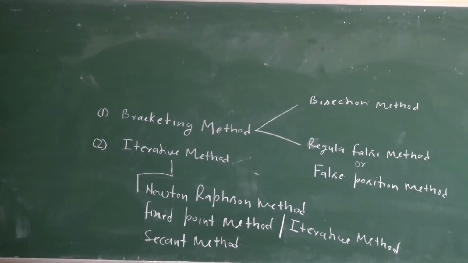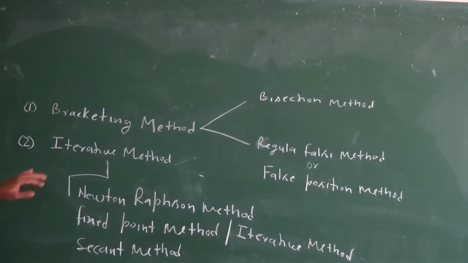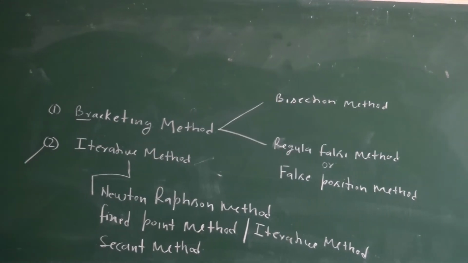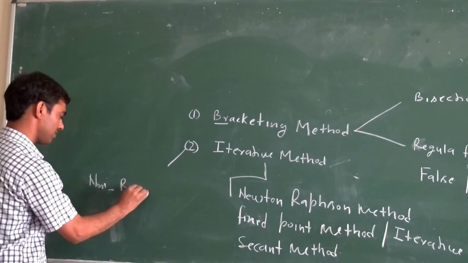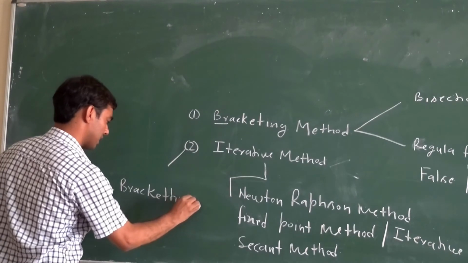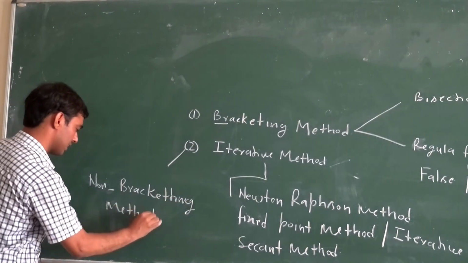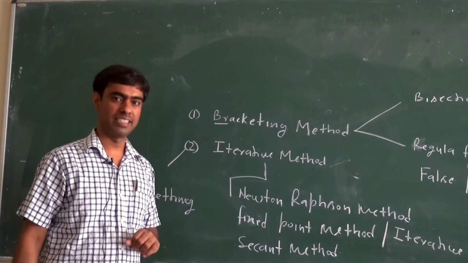So first we try to understand what the bracketing methods are and what the iterative methods are. Obviously, if this one is a bracketing method, then you may say the other one is a non-bracketing method. Means the iterative method is also known as a non-bracketing method.